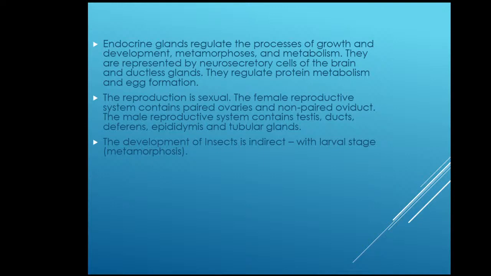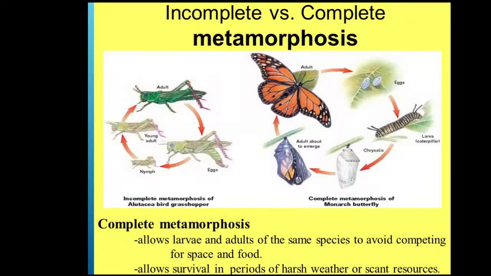The development of all insecta is indirect, with larval stage or metamorphosis. So, for all insecta, the indirect development is characterized. The indirect development is development with larval stage or metamorphosis. There are two types of metamorphosis which characterize insecta. This is incomplete and complete metamorphosis.